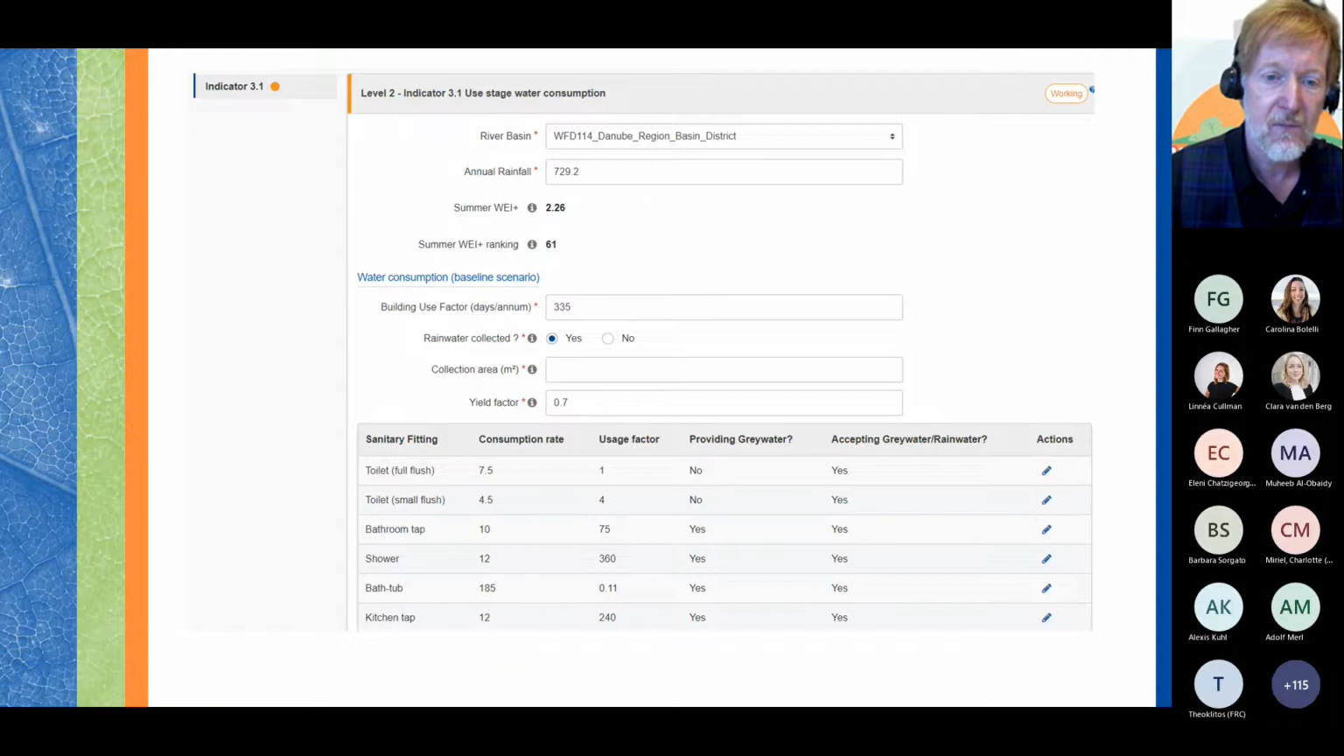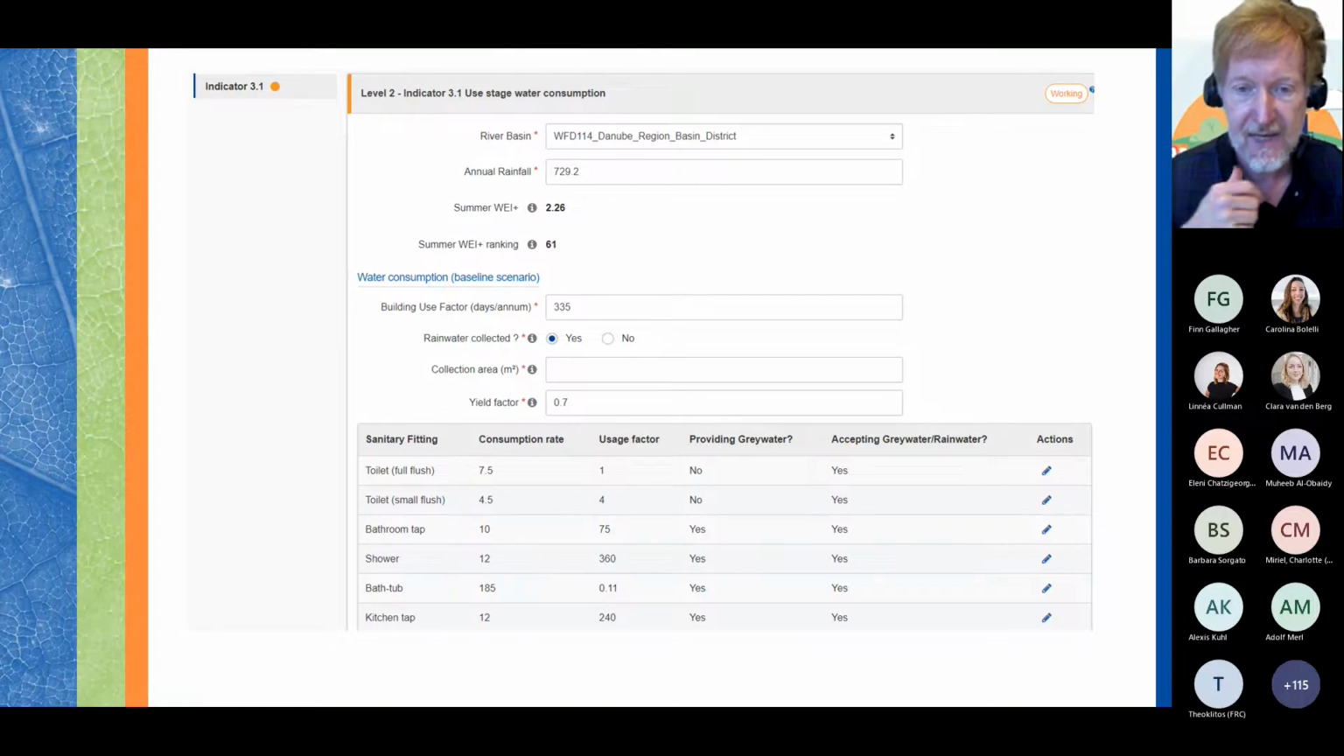Then you get the different elements of the sanitary appliances that we have covered here, based on what you have seen before on the table, because this is based on the user manual. Next slide, please.